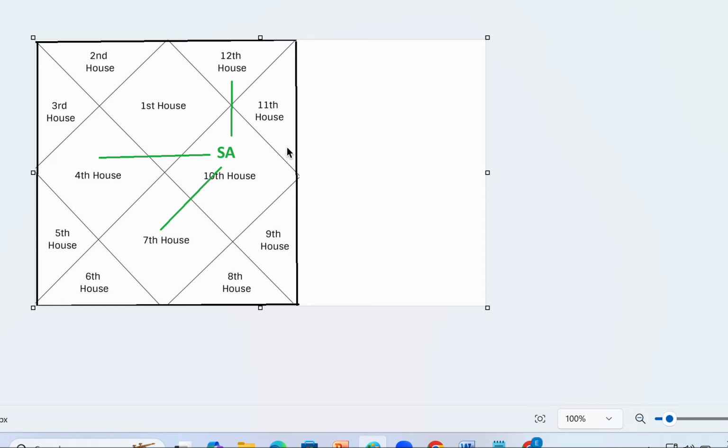So Shani, where he is sitting, that house will be activated. His third aspect will be activated. Seventh aspect will be activated. 10th aspect will be activated. So one planet is giving four different results.